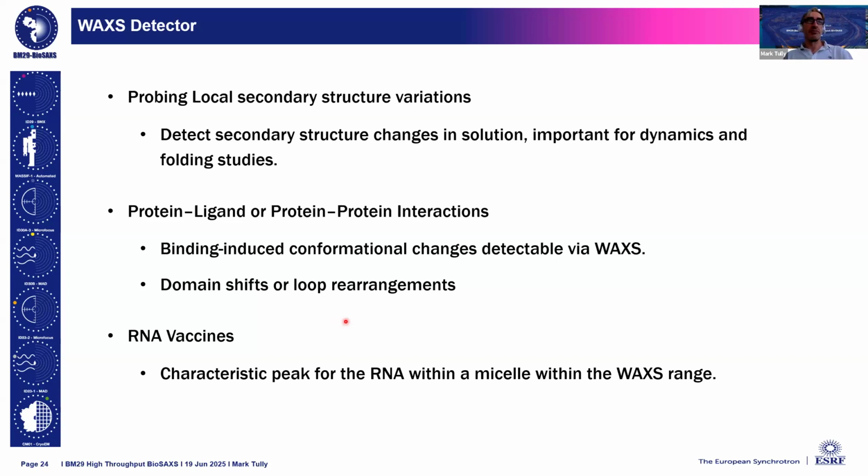Plus, we've had a lot of interest from these new RNA vaccines, such as the COVID-19 vaccine, which is like a lipid nanoparticle with the RNA inside. When we look at that with SAXS/WAXS, we'll be able to see the specific peak of the RNA within the WAXS regime. So having the WAXS would help us increase the different types of experiments that we can do, and would maybe even let us do fragment screening, or at least more protein-ligand interactions.